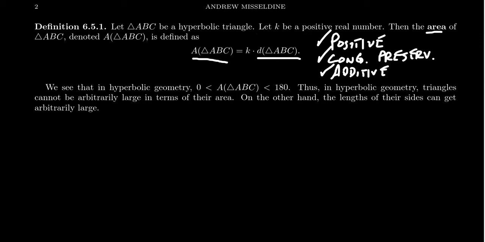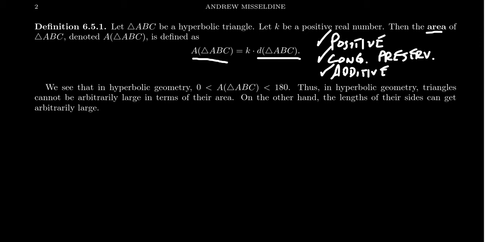And so this number k here, just like the proportional constant we saw in the Euclidean area formulas, should be understood as a unit conversion factor, much like converting from acres to square miles or square feet or something like that. And so most of the time we'll just take k to equal 1, because again, it's just trying to measure the area units we have in this discussion right here.